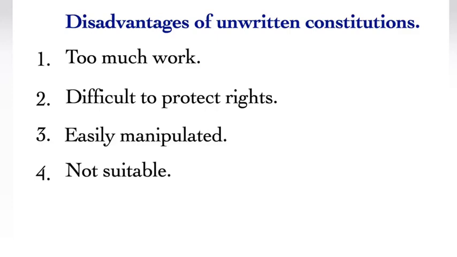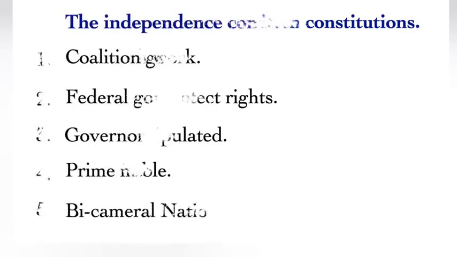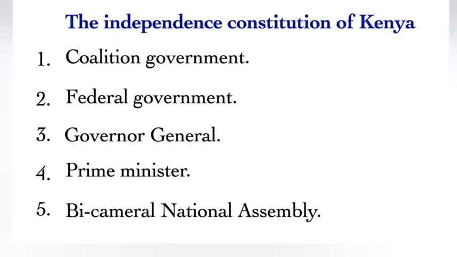The Independence Constitution of Kenya. This is the constitution that was adopted at independence. It provided for a coalition government between KANU and KADU. It provided for a federal government with 6 regional governments. It provided for the post of a Governor General as head of state on behalf of the King or Queen of England.